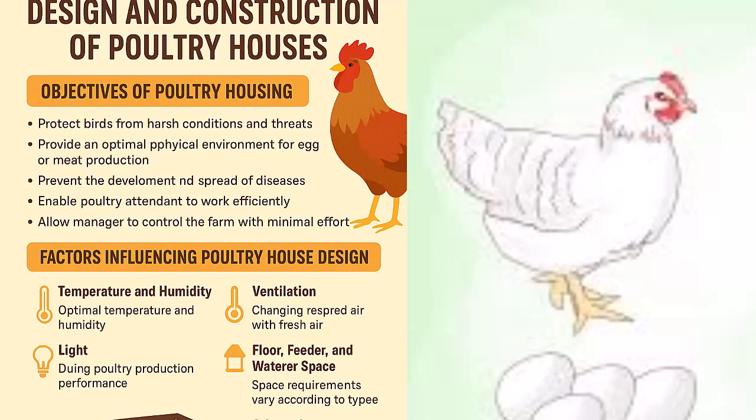Our lecture today is about design and construction of poultry house. Our objective by the end of the lecture: you should be able to explain the objective of poultry housing, identify key factors influencing farm site selection, describe the design requirements and dimensions of poultry houses, differentiate between open-sided and controlled environment houses, evaluate housing systems based on climate management and cost.